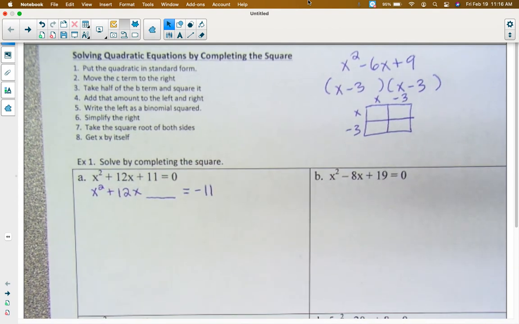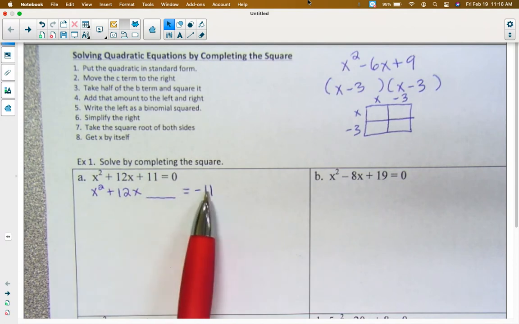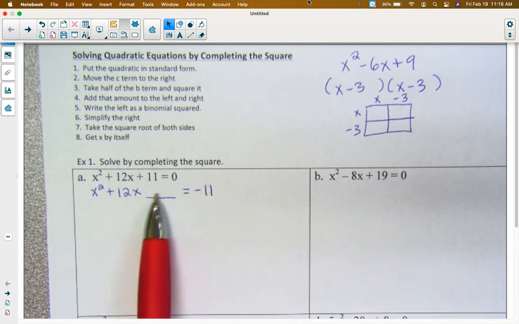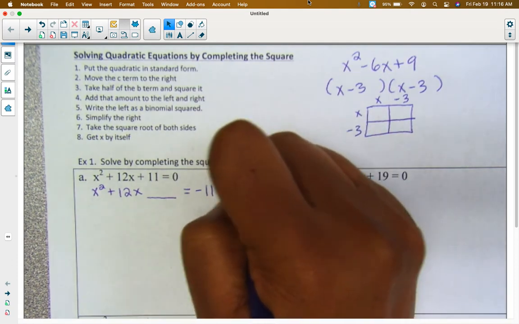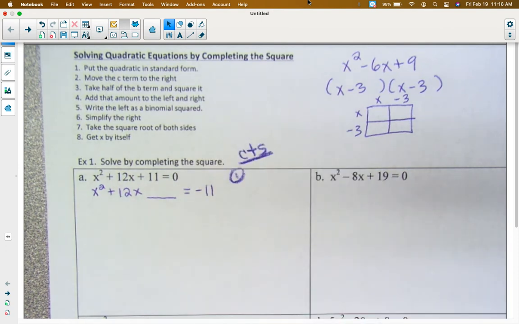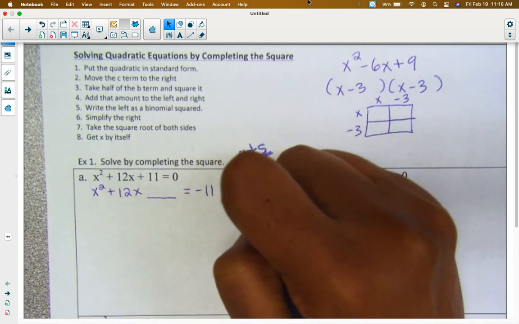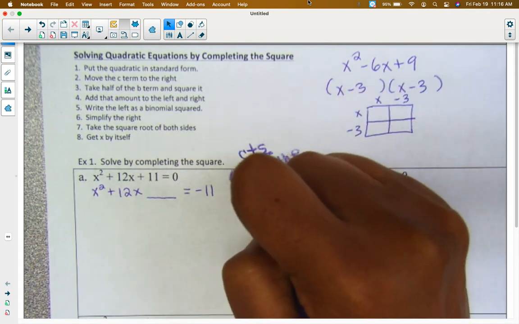So this is step 2. Move the C term to the right. It goes A, B, C. Take this and move it over to the other side, and leave a little space because we have to complete the square. Now, the actual completing the square part has 2 steps to it, and I really want you to write those 2 steps out. So step 1, we take half the middle number.